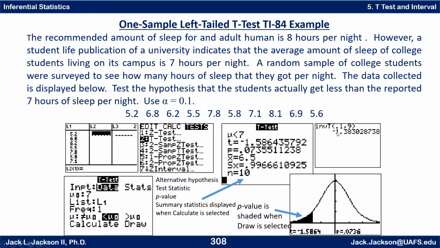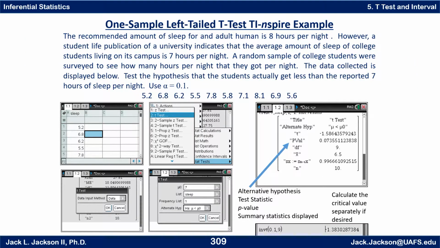It's just an inverse t of the alpha with the degrees of freedom, which is n-1, and that we can produce that critical value if we need that. But mostly you really don't need that. You just really need what? That p-value. That's the key right there. So once we have that p-value, we can make our decision.